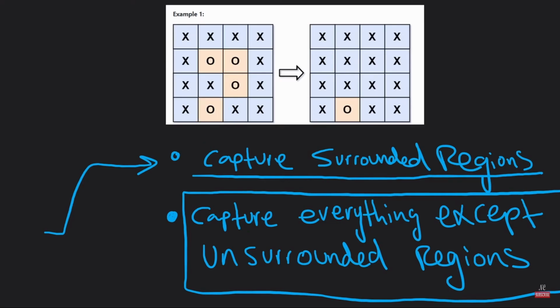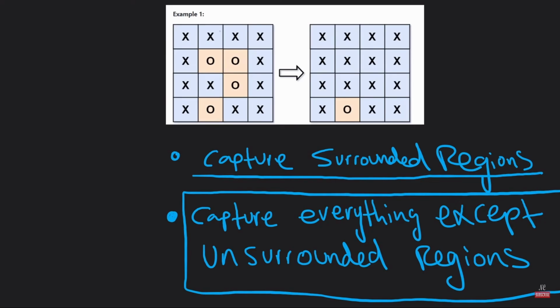How do we know that this region is not surrounded? Is there an easy way to figure that out? Yes, it's very easy because this region is connected to the border. Any region in the board connected to the border, right? If there were some O's over here, or over here, or we need to check down here, we are not going to capture those.